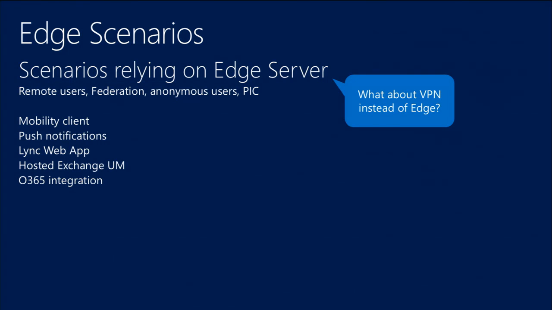Question that we always get is, well, what about using VPN? Why don't I just use a VPN instead of Edge? Well, first off, most of the items that are there you can't do with simply VPN. The mobility clients, not going to happen with VPN. Lync web app, hosted Exchange O365 integration. None of that's going to happen with VPN. About the only scenario that you could make happen with VPN is remote users. And even then, the experience is not going to be a pleasant one.